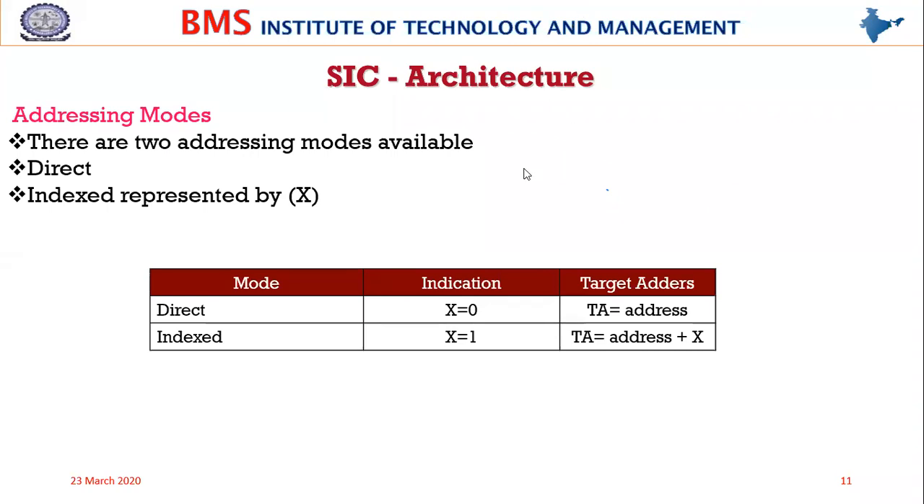Okay, we shall proceed with this. As I was saying, there are only two addressing modes we have. One is direct addressing, wherein the address is given directly in the instruction itself. The second one is indexed addressing, wherein the X bit will be made 1 and the target address is calculated from the address given in the instruction plus the contents of the register X, both together giving you the target address. This is usually used for working with arrays, right?